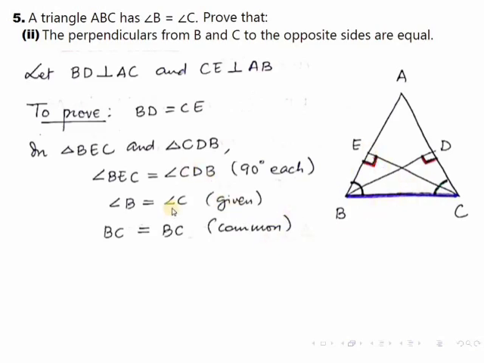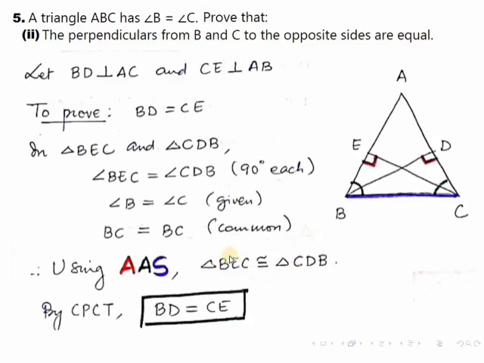Now again, angle, angle, side is there, isn't it? So using AAS, these two triangles, triangle BEC and CDB, are congruent to each other. Now remember corresponding sides. So using CPCT, BD is going to be equal to CE. That's what we wanted to show. So remember, BD is equal to CE. You may pause the video and note down your solution. This is my last problem for the day.